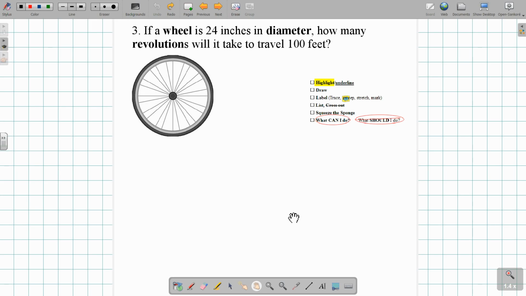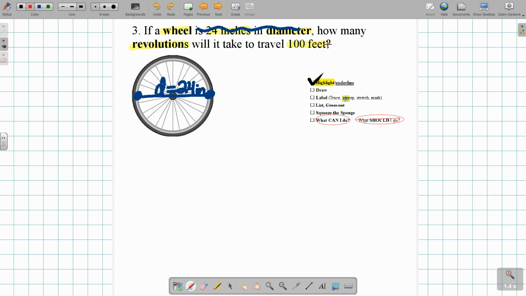Now we're going to get into some practical examples. If a wheel has 24 inches in diameter, how many revolutions will it take to travel 100 feet? We highlight, draw, label, list, cross out. Let's put the information that we know is true. First, we know our diameter is 24 inches, so let's just draw that in. D equals 24 inches. We took care of that.